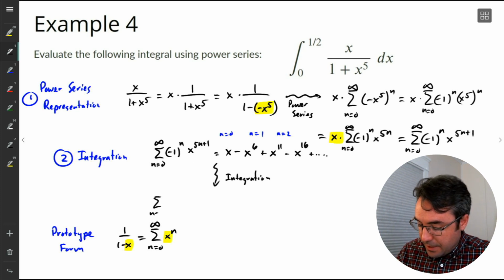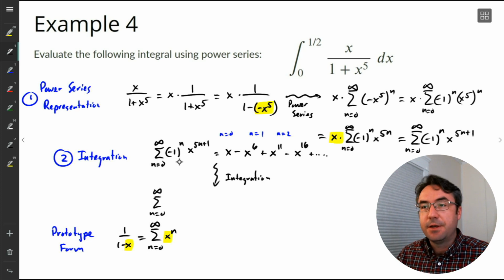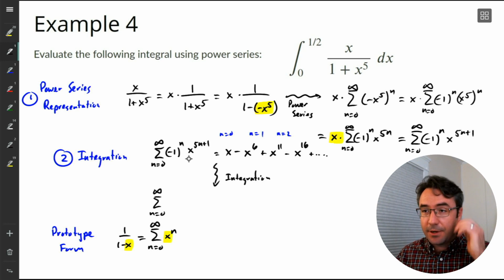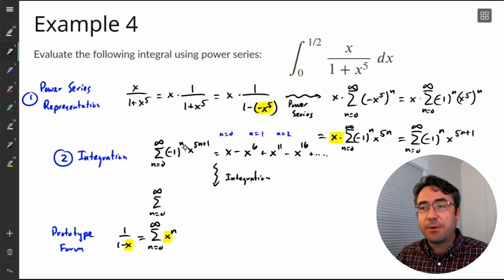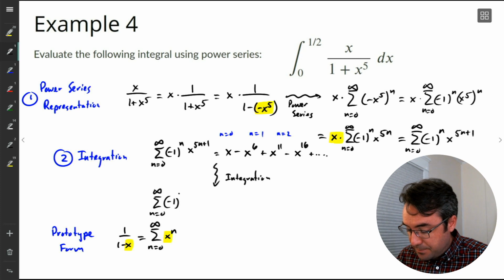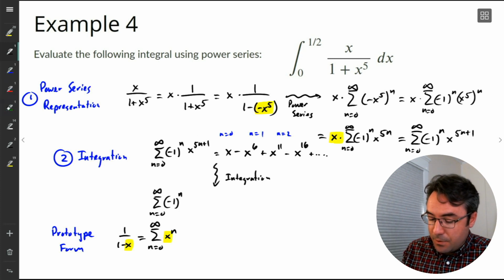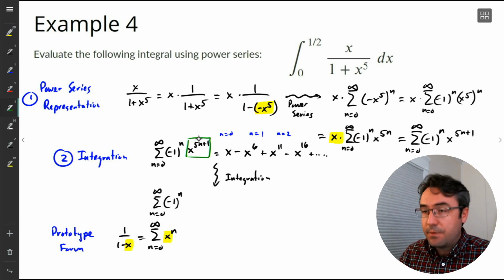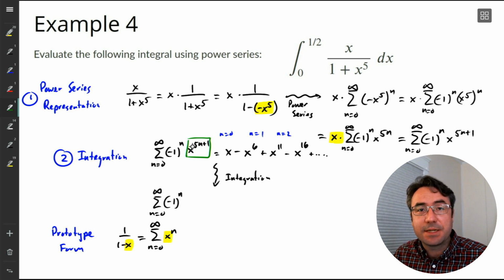So if we look at our sigma notation here, x is our variable. x is the thing that we're integrating. So n is really our index number, but it's a constant. Really, x is our variable here. So when we look at this general term, negative 1 raised to the power n, that negative 1 raised to the power n is just a constant. So it's going to stay the same. And then we're going to do power rule for this power function, x to the 5n plus 1.